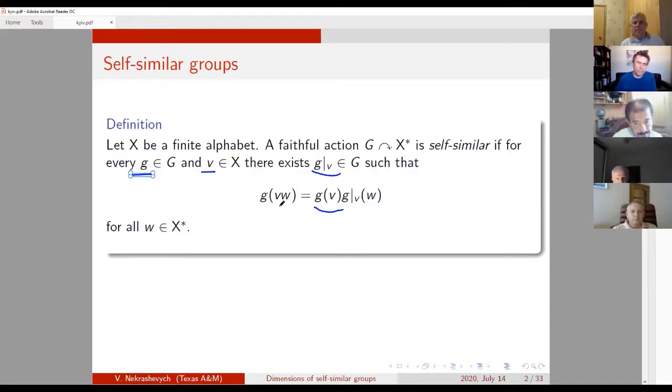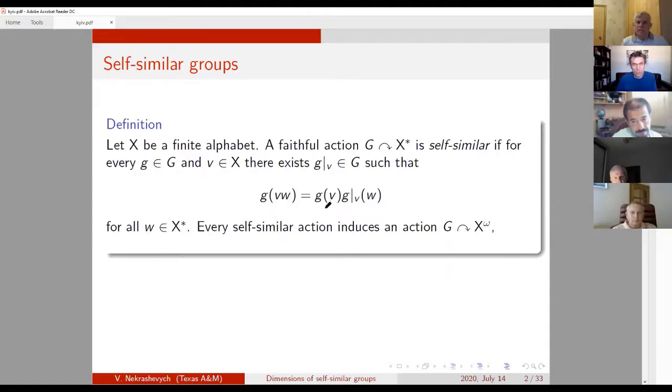So in other words, the group preserves the prefix relation. If two words have a common beginning, the images will have a common beginning of the same length. And then on the tail, the action is also an action by some other element of the same group. So you can use this formula to define an action on the infinite words. In fact, you just pass through the limit. So every self-similar group acts also on the set of all words infinite to the right. We also call this action self-similar.